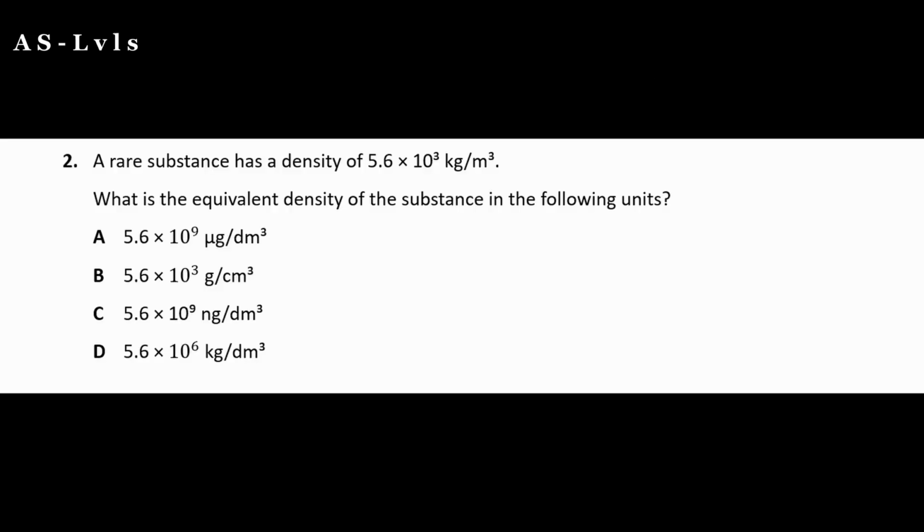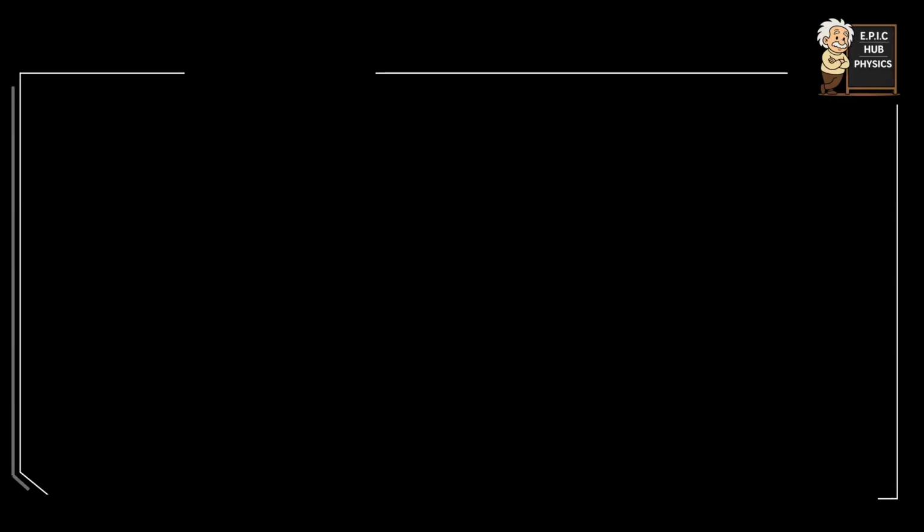Question 2. A rare substance has a density of 5.6 times 10 to the power 3 kilograms per cubic meter. What is the equivalent density of the substance in the following units? This problem tests how we can convert across units using prefix values, particularly for compound quantities.